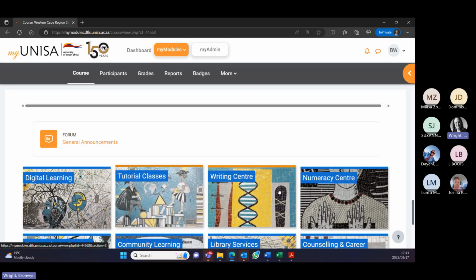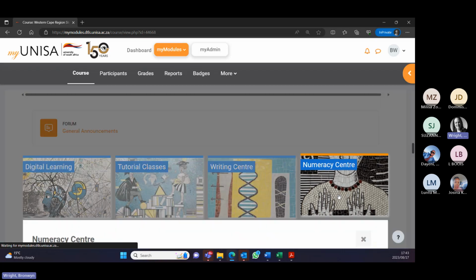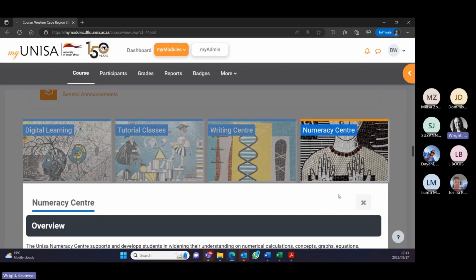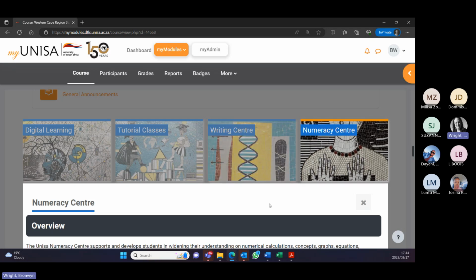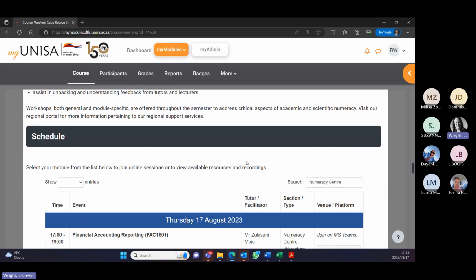Then the next one that I want you to have a look at is the Numeracy Center. Anything to do with numbers, statistics, mathematics, in this case quantitative methods, decision sciences will fall under the Numeracy Center. Economics, accounting, anything to do with numbers. Anything to do with academic reading and writing, so if you're doing English, philosophy, or psychology, will fall under the Writing Center. So do go and click between the two so that you are familiar with which modules are covered under which of these sections.